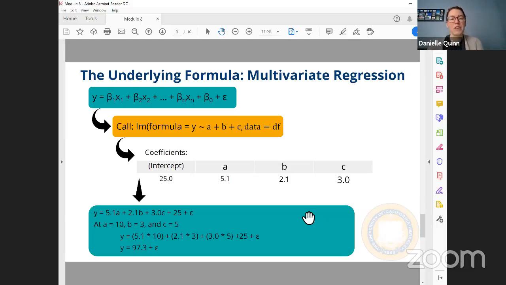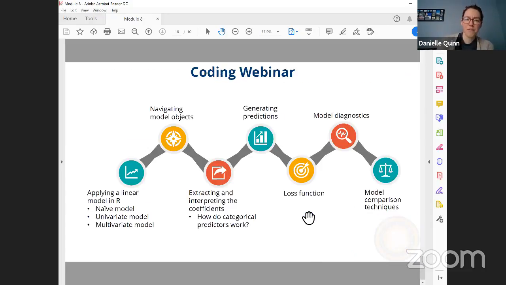We're also going to be looking at multivariate regression. And we're going to go through this more in the code, but I wanted to include the slide so that if you're going back and looking at the notes, you can take a look at the slide and get a better understanding of how that formula works. But for now, we're going to move on to the coding webinar.